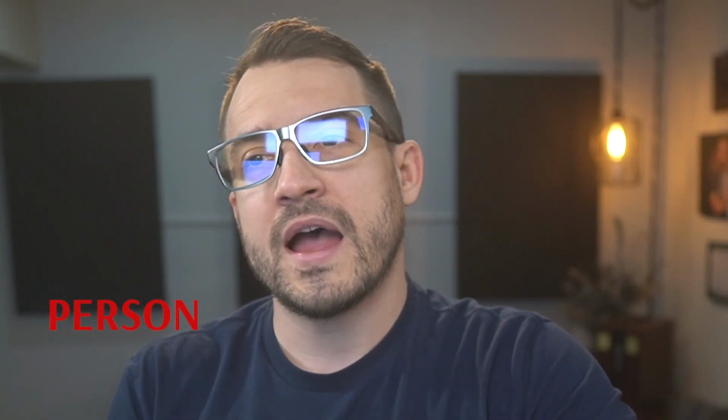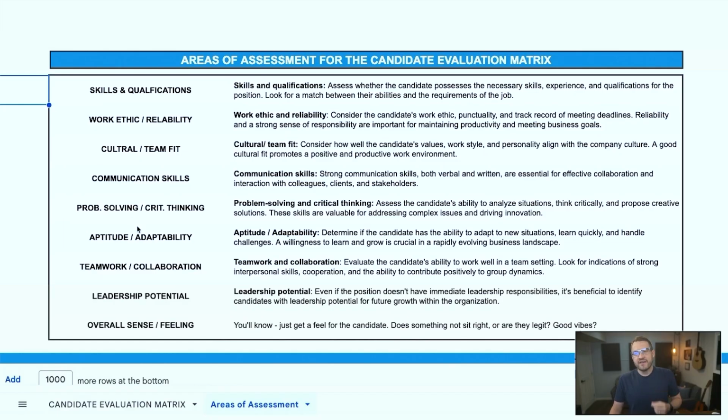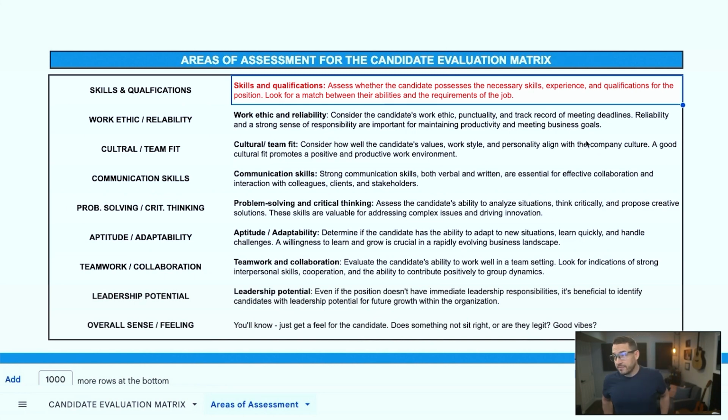For us, oftentimes we will hire the person rather than the role. So even if they're not the most skilled at that role or the most qualified person for that role at this time, if they have an aptitude and they're able to adapt quickly and learn, then that might be the hire that we choose. So of course, we've defined what these are. This will assess the candidate, whether or not they possess the necessary skills, expertise, and qualifications for the position. Look for a match between their abilities and the requirements of the job.